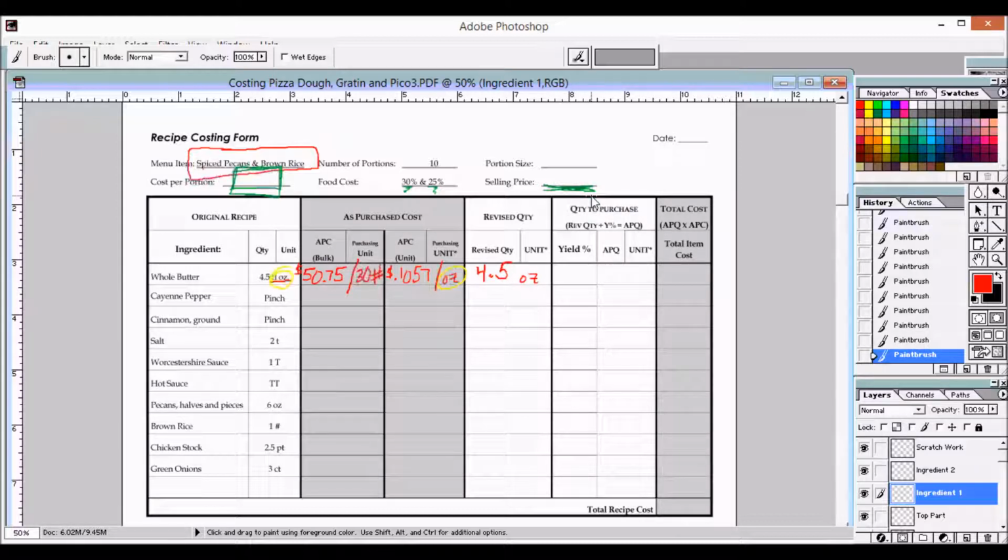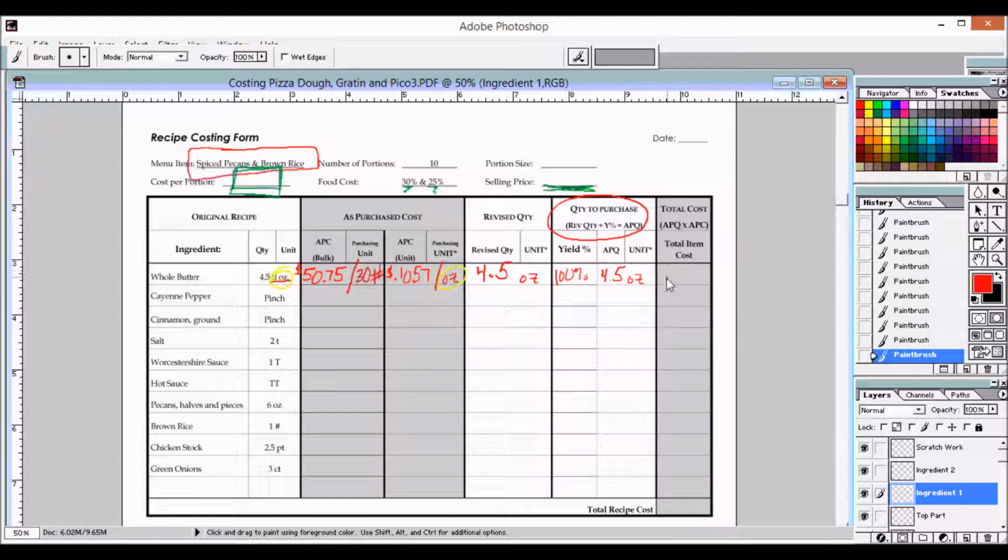This next section here, the quantity to purchase, is more something that we're going to talk about in Module 5. Suffice to say that it has to do with the fabrication or the yield percentage of the ingredient. Now butter, it's not clarified, so it has a 100% yield. So all I need to really do is put 100% there, and if it's 100% yield and I need 4.5 ounces, that means I have to buy 4.5 ounces of butter.